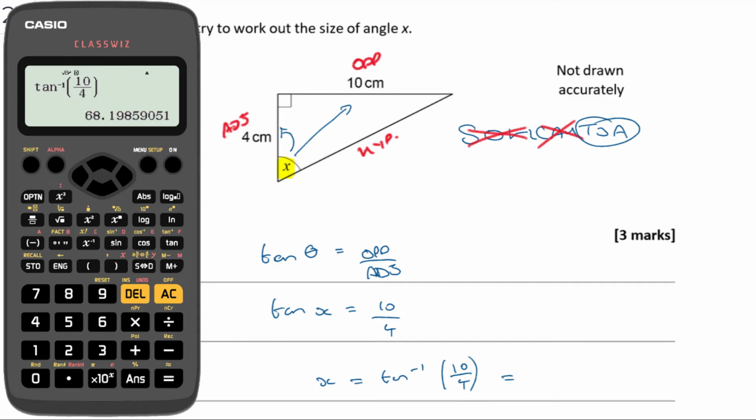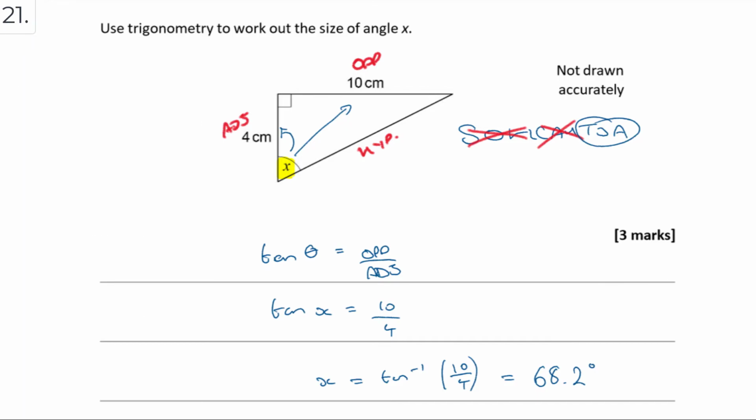So that's equal to 68.2 degrees. Before you move on, does it look reasonable? Does X look like a 70-degree angle? Yeah, it pretty much does. Okay, so I'm pretty happy with that.